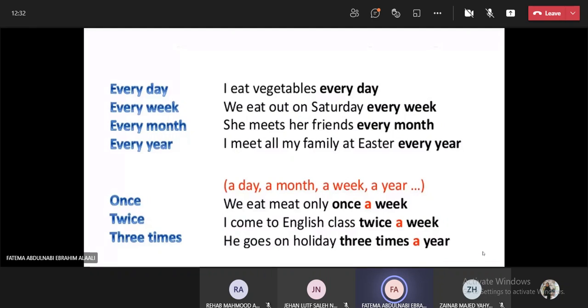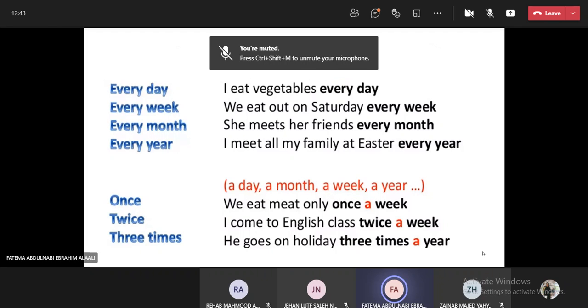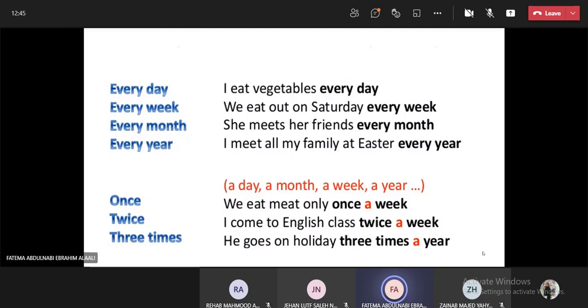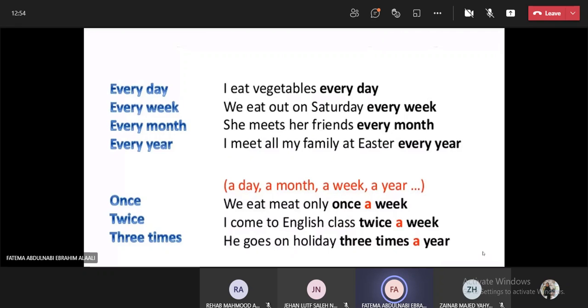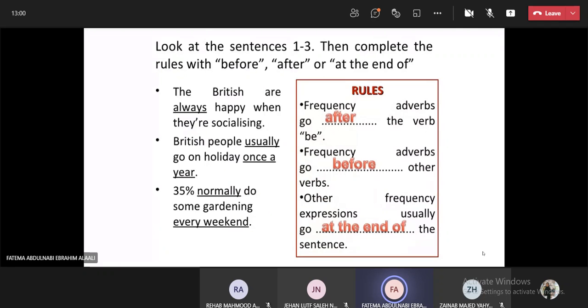So there's another kind of adverb of frequency called expressions. Okay, like every day, every week, every month, every year, once, twice, 3 times. Okay, these are more examples of adverbs of frequency. For example, here, I eat vegetables every day, and twice a week.